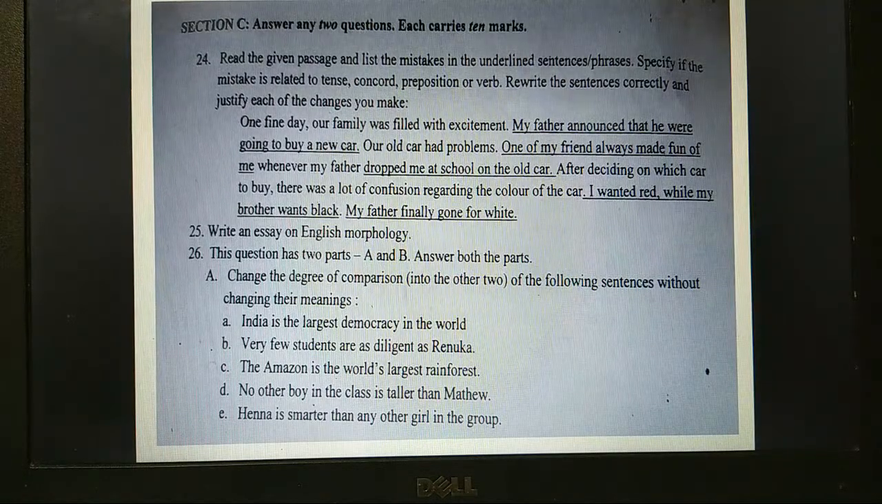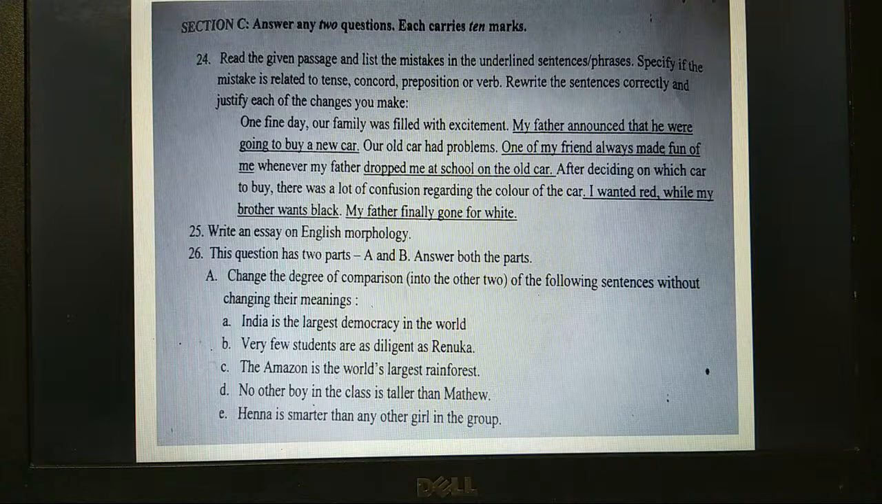No other democracy in the world is as large as India. Positive degree. Next is comparative degree. India is larger than all the other democracies in the world.